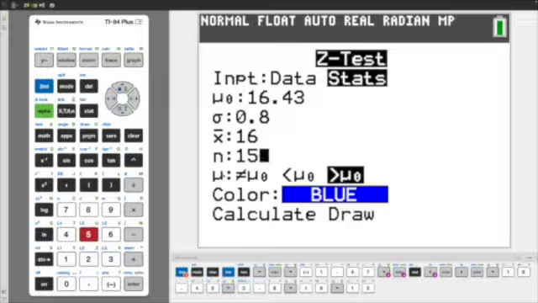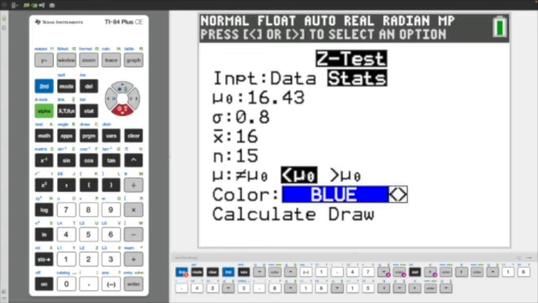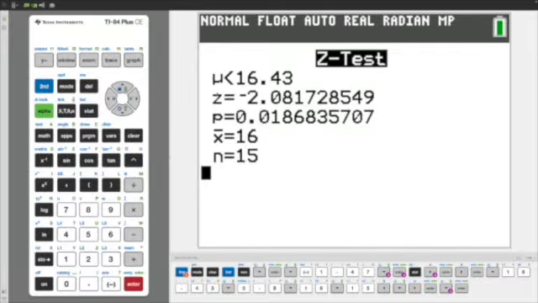This row is your alternative hypothesis. Our alternative hypothesis is that the mean is less than, and remember mu sub 0 was this number up here. So our alternative hypothesis is that the mean is less than 16.43. So I'm going to then go down to calculate. And this gives me my Z test statistic. So on Edfinity, when it asks for a test statistic, that's going to be Z equals negative 2.0817 for this problem. Or if it's a t-test, it'll be t equals.